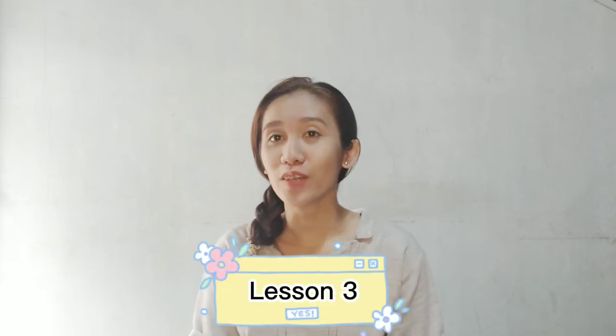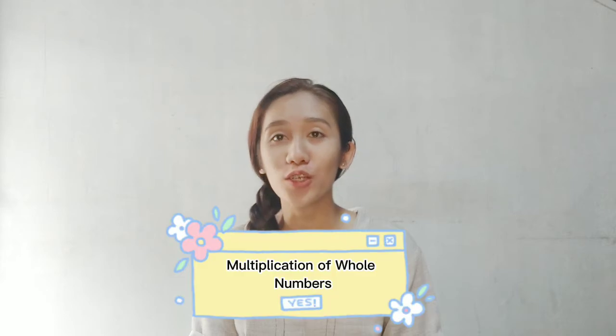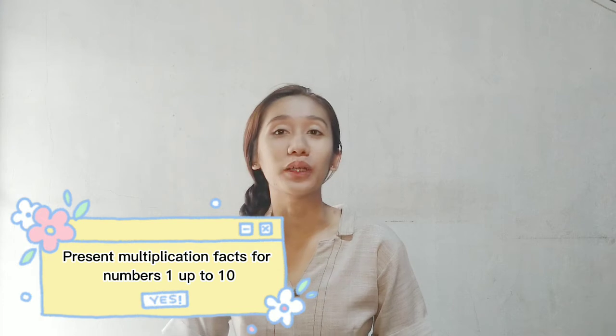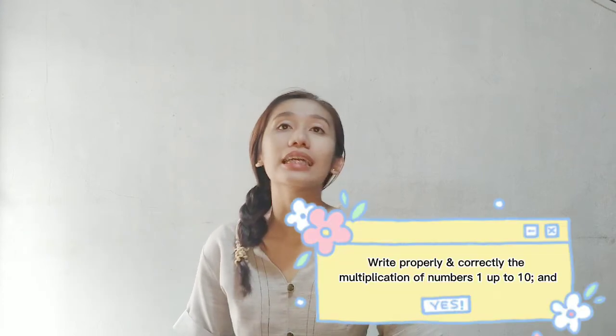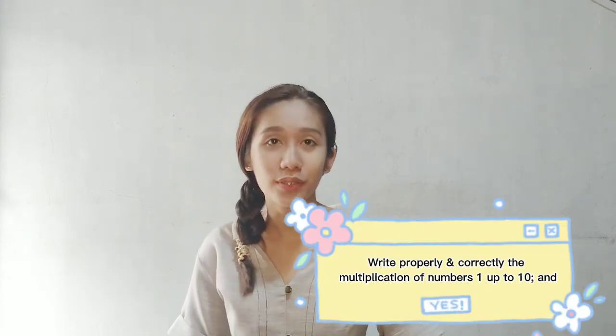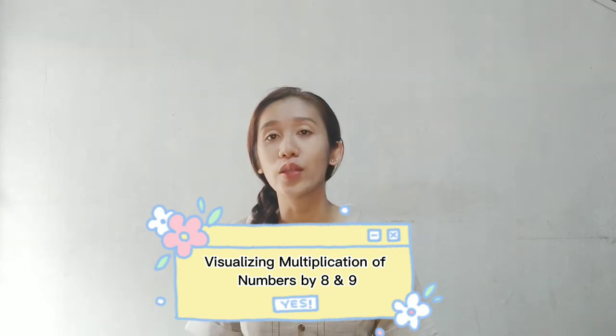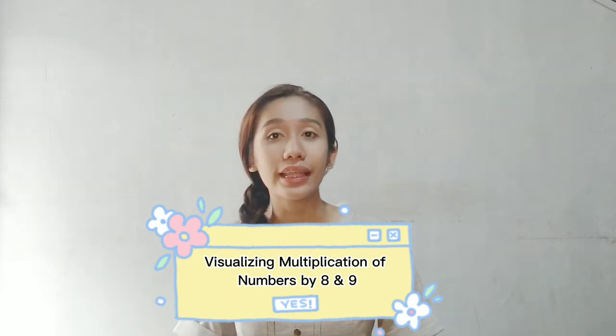So we are now on lesson 3, all about the multiplication of whole numbers, particularly on visualizing multiplication facts for numbers 1 to 10. At the end of this lesson, you are expected to present multiplication facts for numbers 1 to 10, write properly and correctly the multiplication numbers 1 up to 10, and of course, answer the test earnestly and with honesty. In our previous lesson, you learned about visualizing multiplication of numbers by 8 and 9. So, come on, let's try and review your learnings.